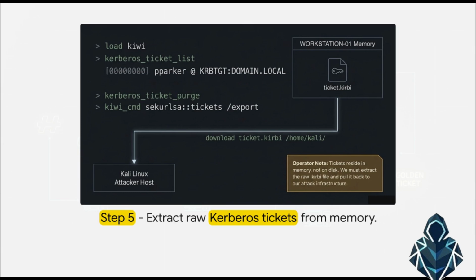So, jumping over to our compromised workstation-01, where Peter Parker happens to be logged in, we load up Kiwi in memory. First, we list out the Kerberos tickets, and then we actively purge our own just to avoid any weird conflicts. Finally, we run the sekurlsa::tickets /export command. This dumps Peter Parker's raw Kerberos tickets directly from memory into a .kirbi file, which we then download right back to our Kali Linux attacker infrastructure.